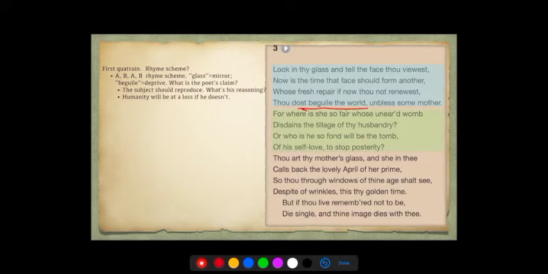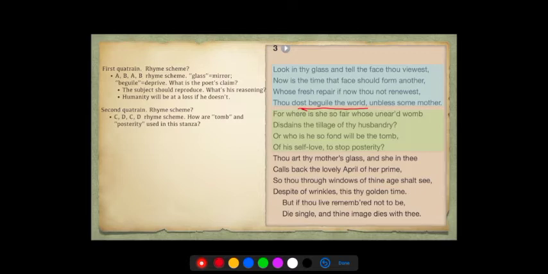But we go into the second quatrain. Remember always, rhyme scheme's going to be what? CDCD, right? New words, womb, tomb, rhyme with nothing over there, husbandry, posterity, nothing in front. So what do we got going on here? And how are tomb and posterity used in this stanza? Tomb, of course, metaphorically, right? "Who is he so fond will be the tomb of his self-love to stop posterity?"